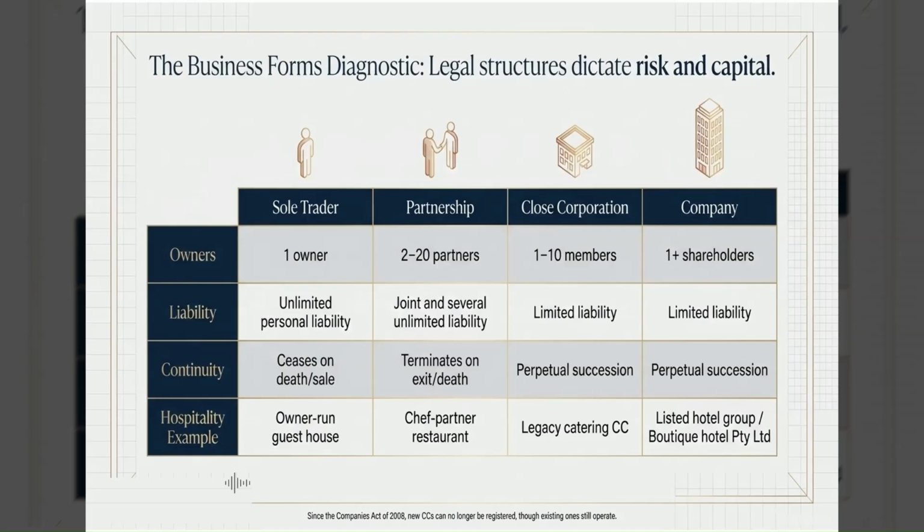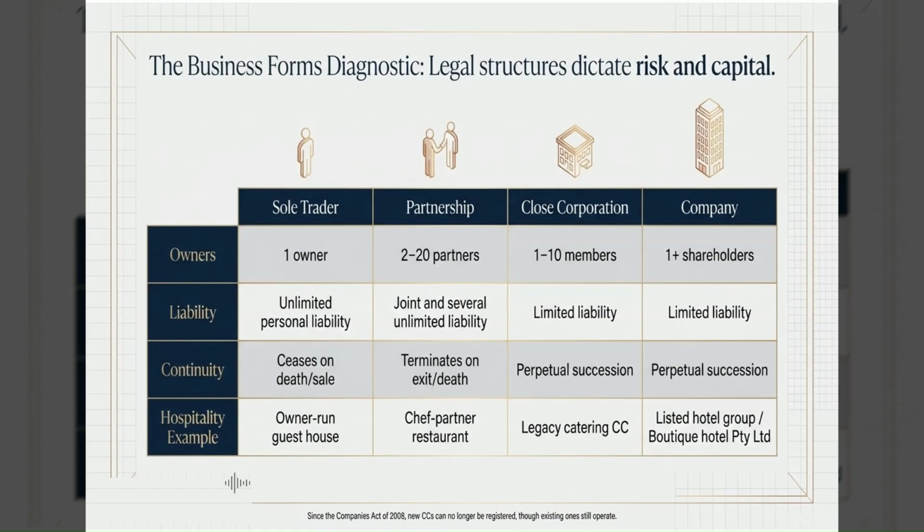Companies are registered with the Companies and Intellectual Property Commission and governed by the Companies Act of 2008.